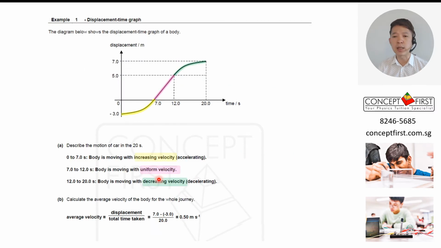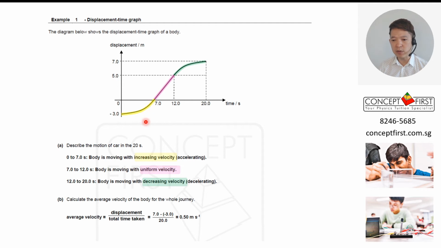Now let's look at one example. Displacement time graph. You can pause the video and read it. So number one, describe the motion of the car in 20 seconds. When you see a graph, always try to identify the distinct parts, which we have here: yellow, pink, and green.